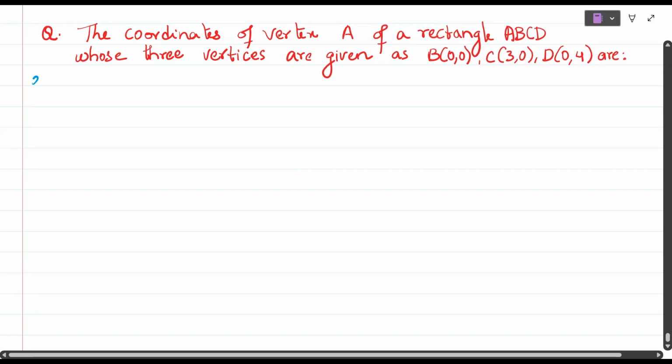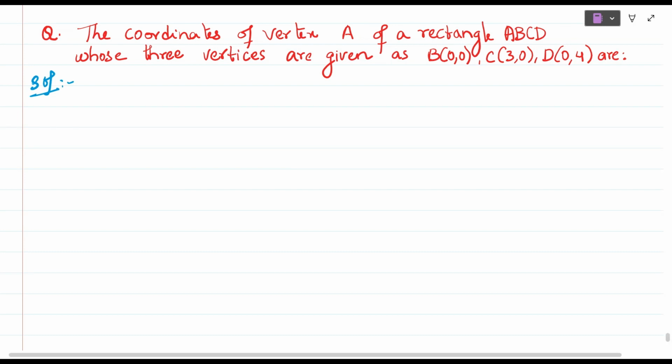Hi students, in this video I am going to explain the important previous year questions from coordinate geometry. The question is: find the coordinates of vertex A of rectangle ABCD. So immediately what do we have to draw, students? We have to take a rectangle.